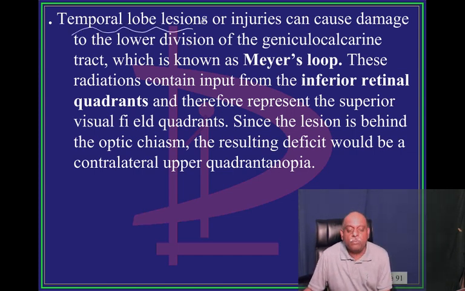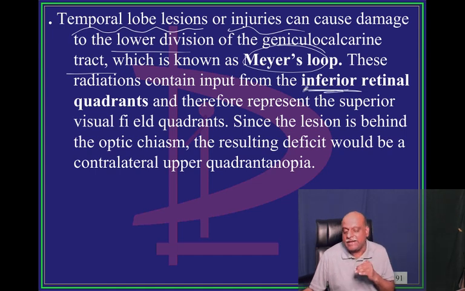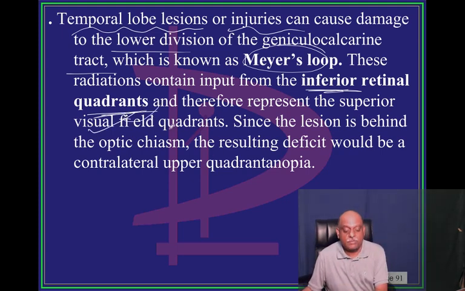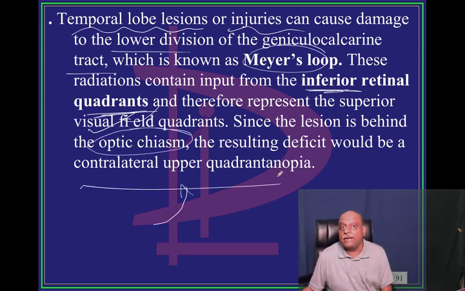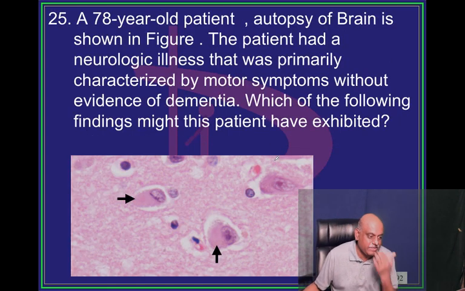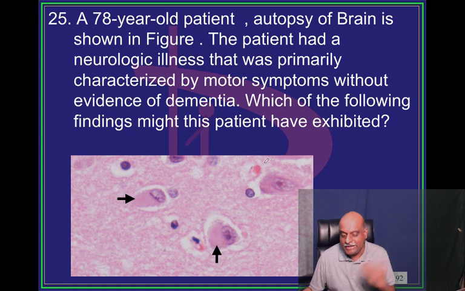So temporal lobe lesions and injuries cause damage to the lower division of the geniculocalcarine tract, that is Meyer's loop. These radiations contain the input from the inferior retinal quadrants, which represent the superior visual fields. So that means the lesion is behind the optic chiasma, resulting in contralateral upper quadrantanopia, which is typically not a feature of demyelination. A 78-year-old man, autopsy of the brain is being shown in the figure.